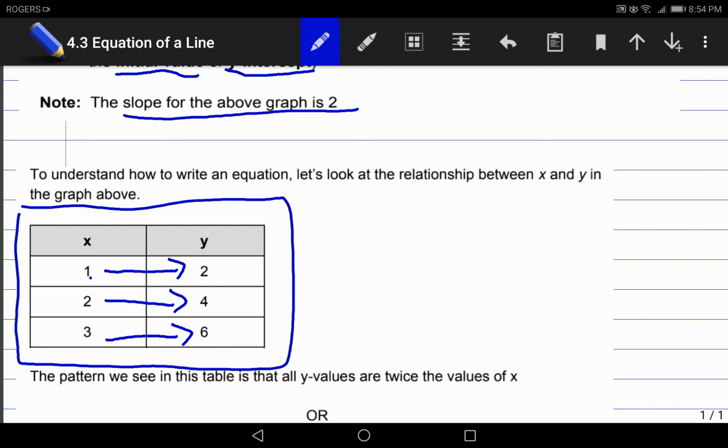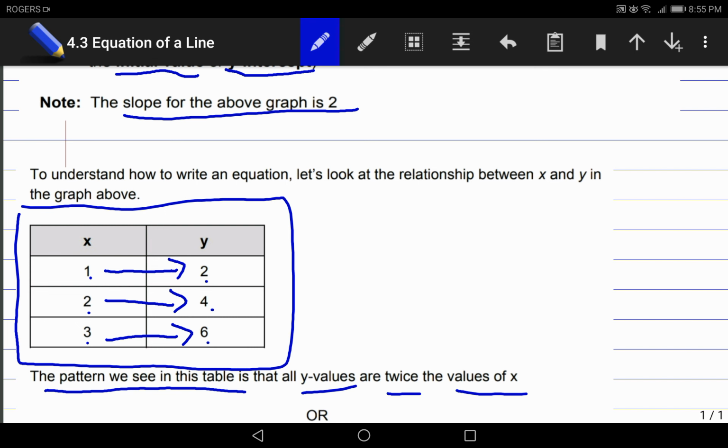So 1 and 2. And then the next point, 2 and 4. And the next point, 3 and 6. The pattern we see in this table is that all the Y values are twice the values of X. So the Y's are twice the value of X.